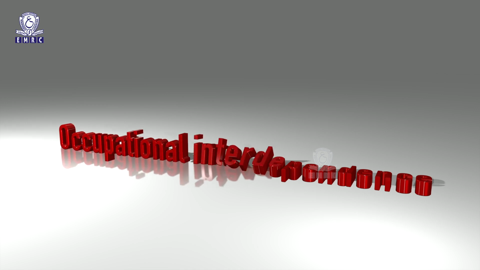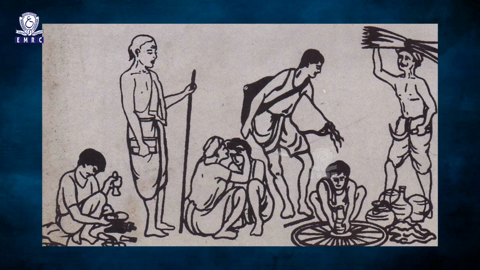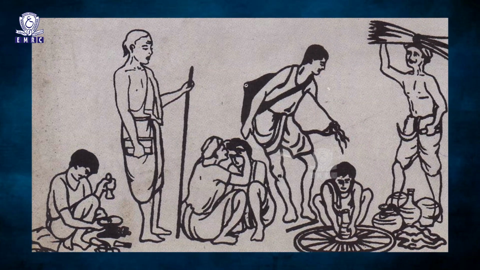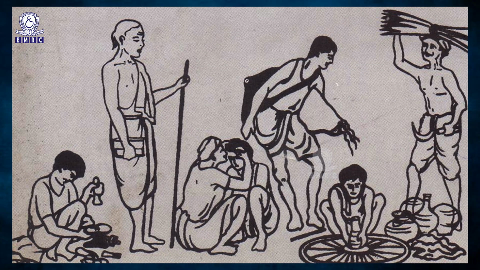Occupational interdependence: division of labor is based on the caste system, and the earlier village economy was dependent on the Jajmani system. Each caste had its occupational specialization. These castes gave their services to their Jajmans on an exchange basis, but on the whole the caste economy promotes occupational interdependence among different castes in a village.